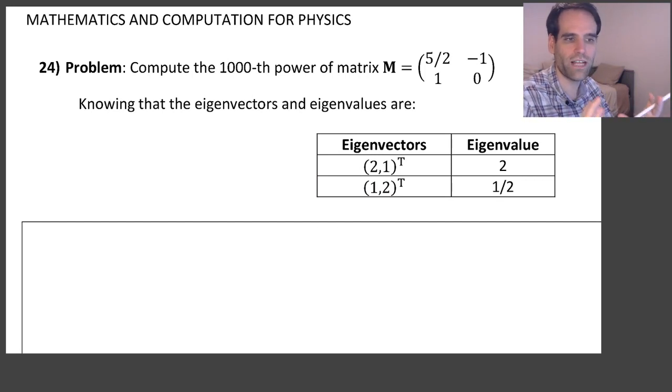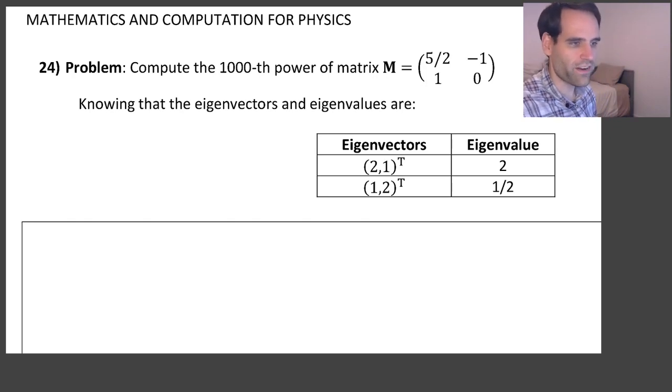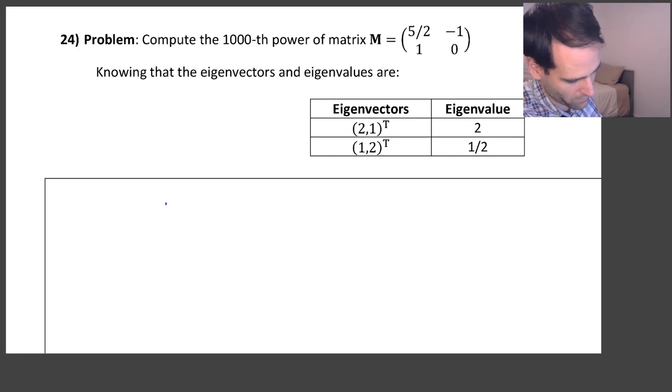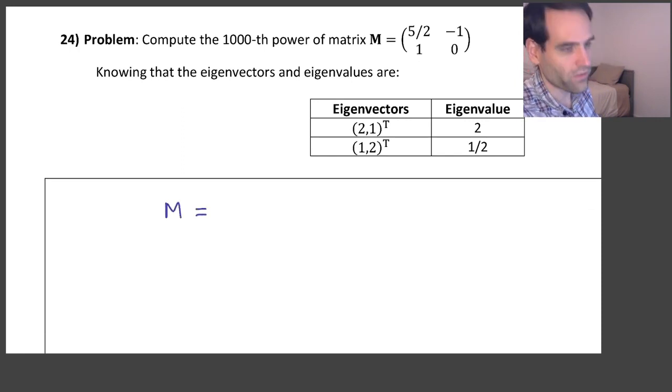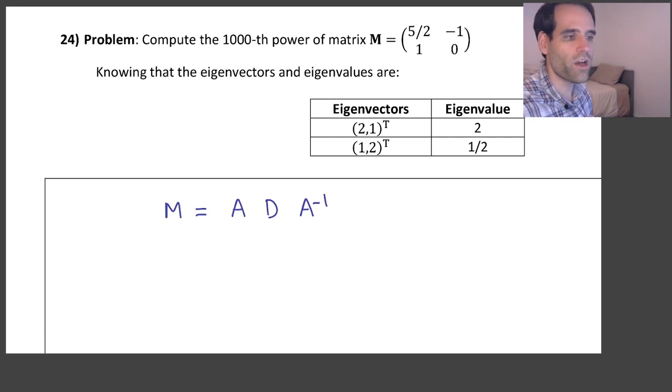If I ask you to calculate a high power of a matrix in an exam, you would first have to calculate eigenvectors and eigenvalues, right? So once you have those, then it's very easy to raise the matrix to a certain power. So we apply the recipe that we learned. So matrix M is equal to a change of basis matrix times a diagonal matrix times A to the minus 1. And we know exactly what these matrices are like.